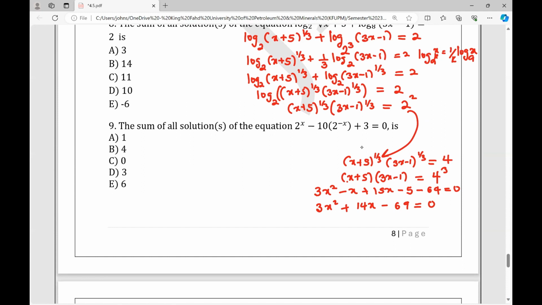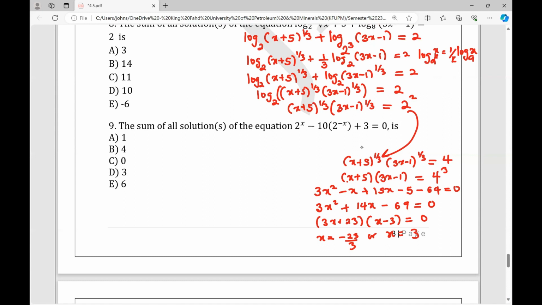Solve this one, minus 69. We can consider factoring, and let's see what will work. If we try to factor this, it will be 3x plus what? 23. And now x minus 3. I think this will do the job. So here we get that x is going to be minus 23 over 3, or x is equal to 3.